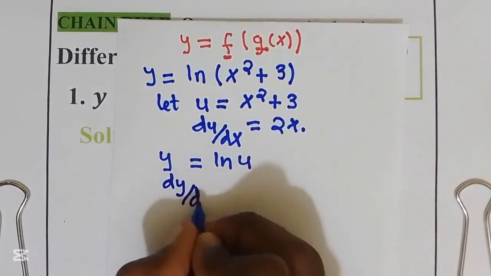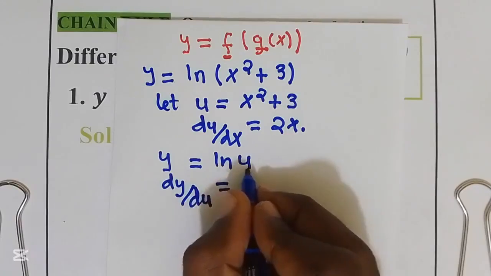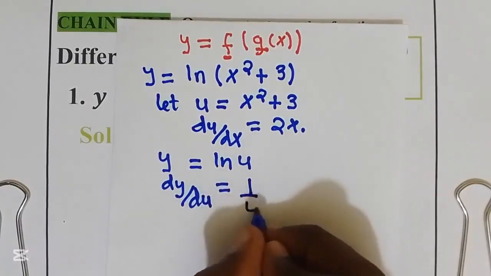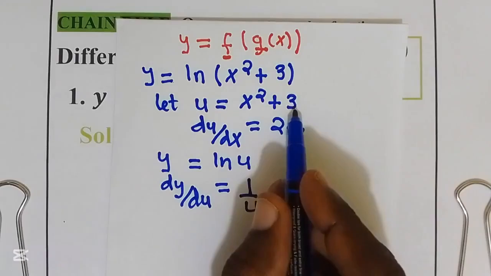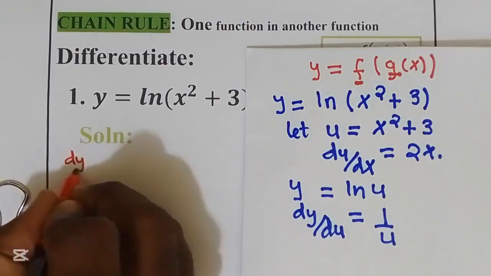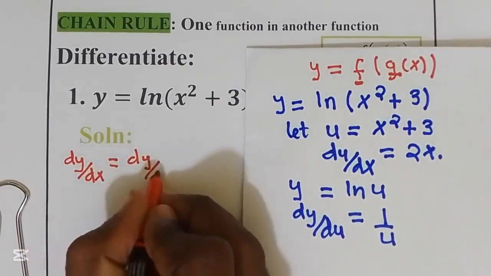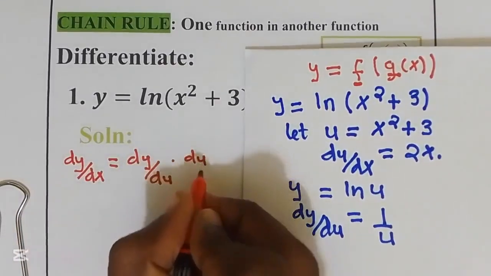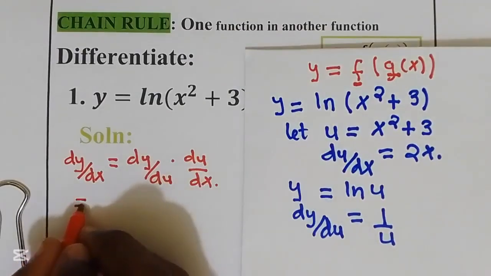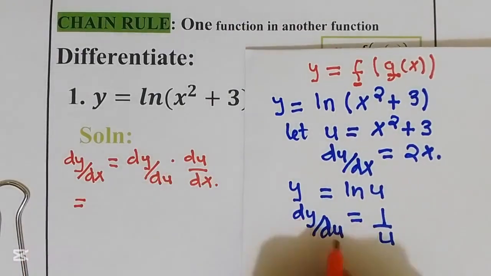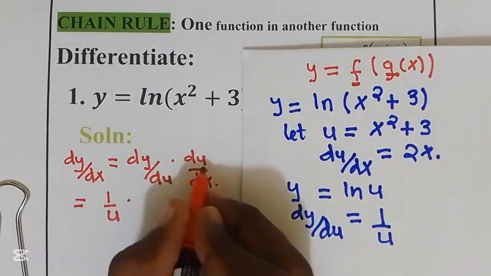dy/du is equal to the differentiation of natural logarithm of u, which is 1 over u, but u is equal to x squared plus 3. dy/dx is equal to dy/du times du/dx. We get dy/du is equal to 1 over u. So that is 1 over u multiplied by du/dx.